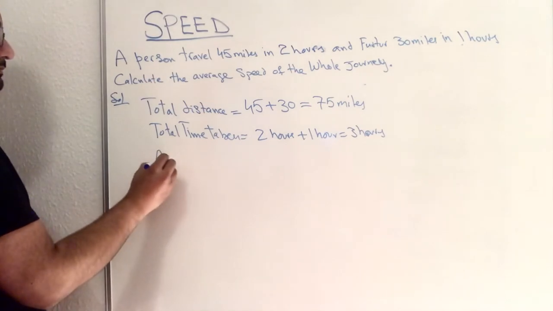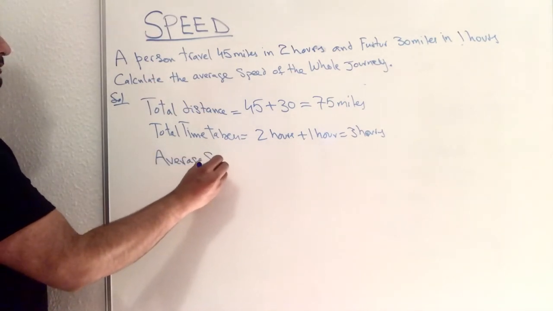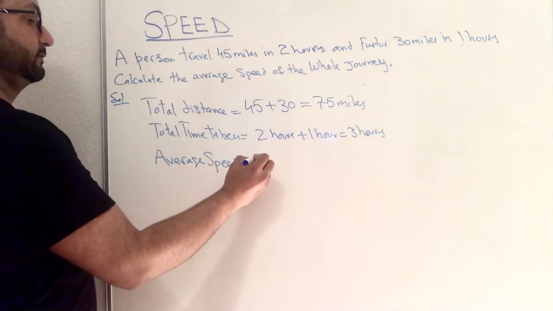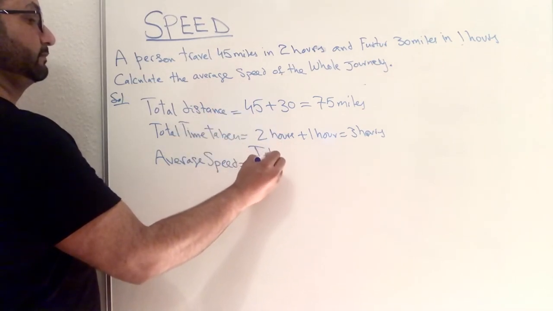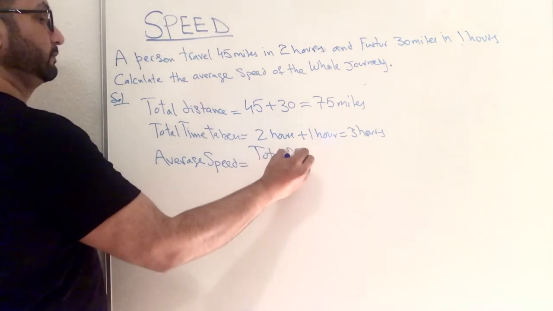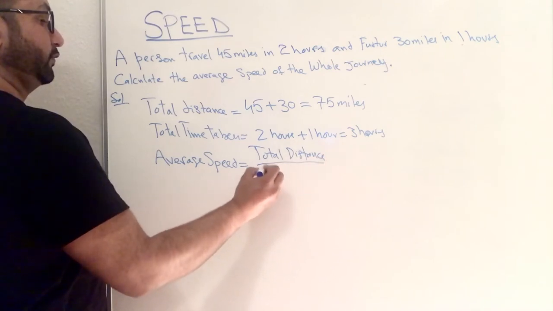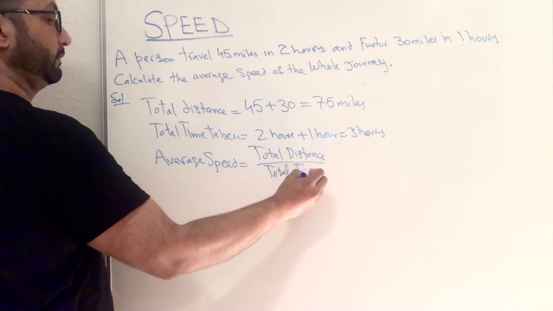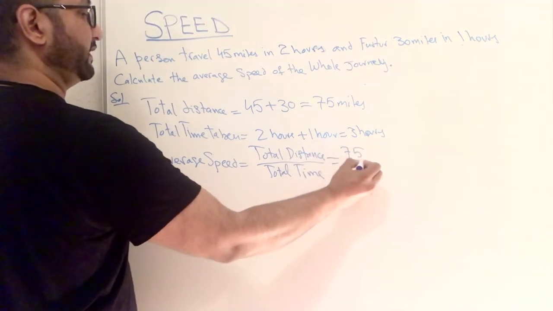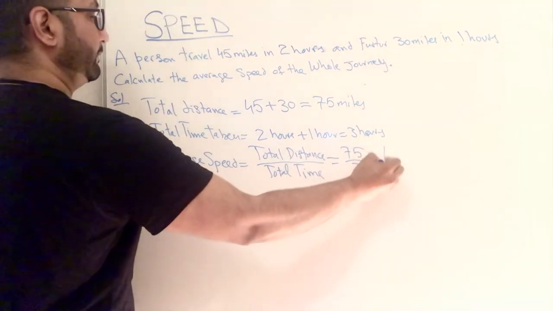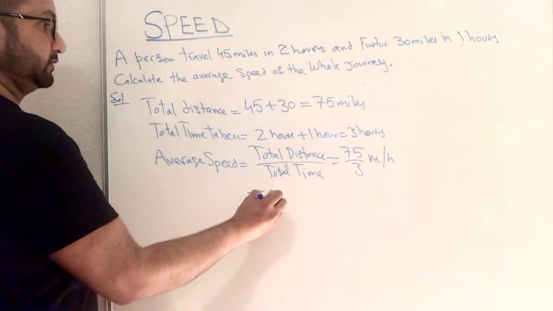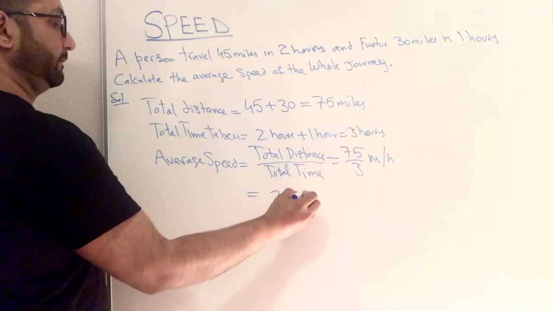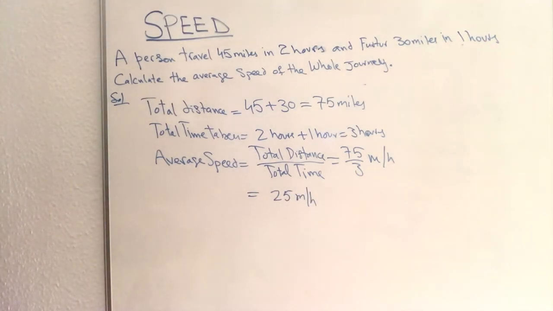So average speed is total distance over total time, which is 75 divided by 3 miles per hour. When you divide, that becomes 25 miles per hour. So 25 miles per hour is the average speed. Every hour they travel about 25 miles, 25 miles, 25 miles, which comes up to 75 miles.